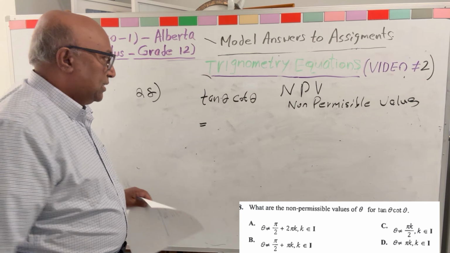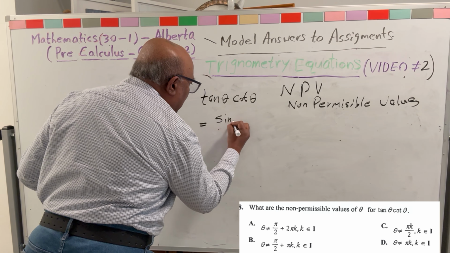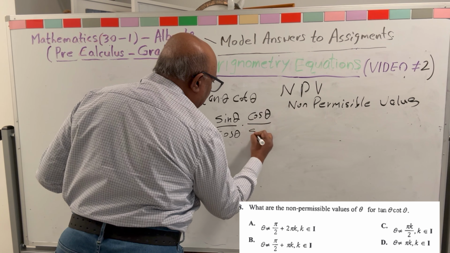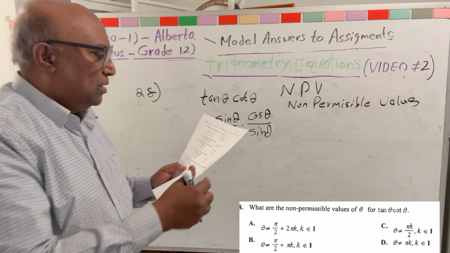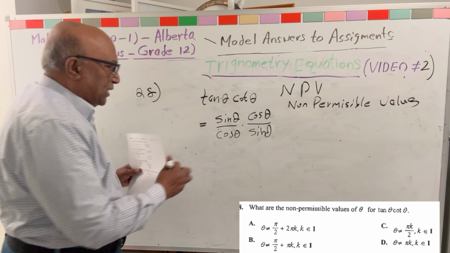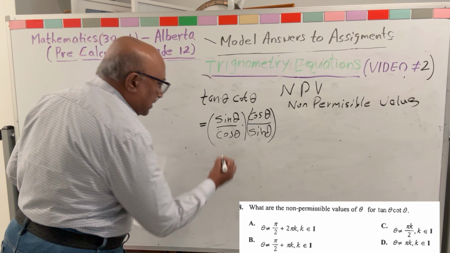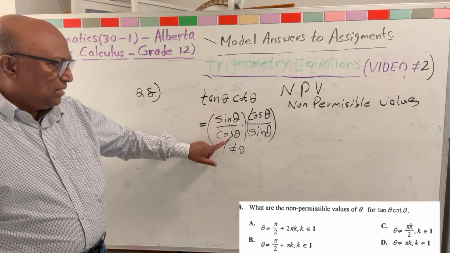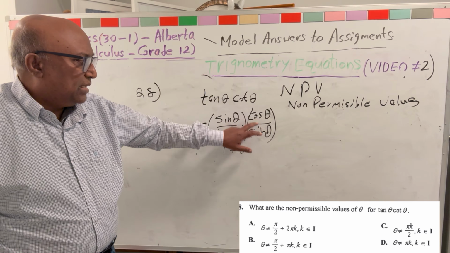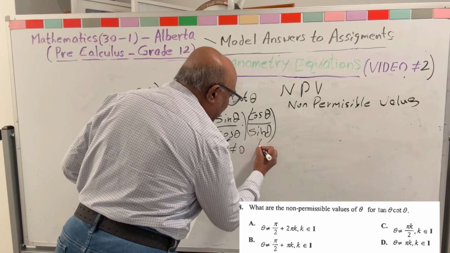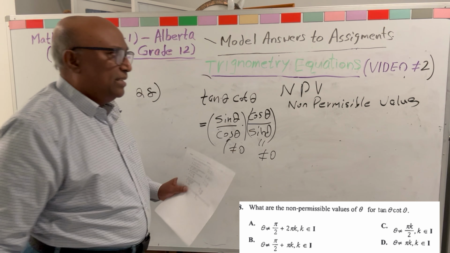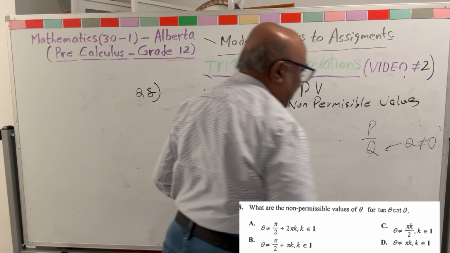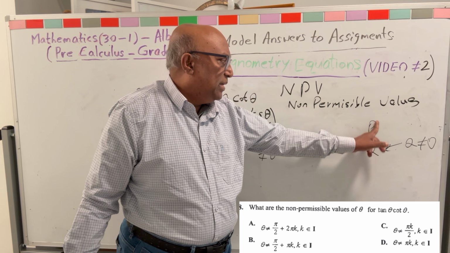Okay, let's rearrange this equation. Once you rearrange it, this will become sin theta over cosine theta, and cosine theta over sin theta. That means, in order for these two expressions to exist, what is the restriction? The denominators cannot be equal to 0. The denominator for the first part is cosine theta, and the denominator for the second part is sin theta. These cannot be 0. That is a condition for any rational function to exist. In a rational function, we know q cannot be equal to 0. That is the definition of the rational function. Otherwise, if q is equal to 0, this will be undefined.